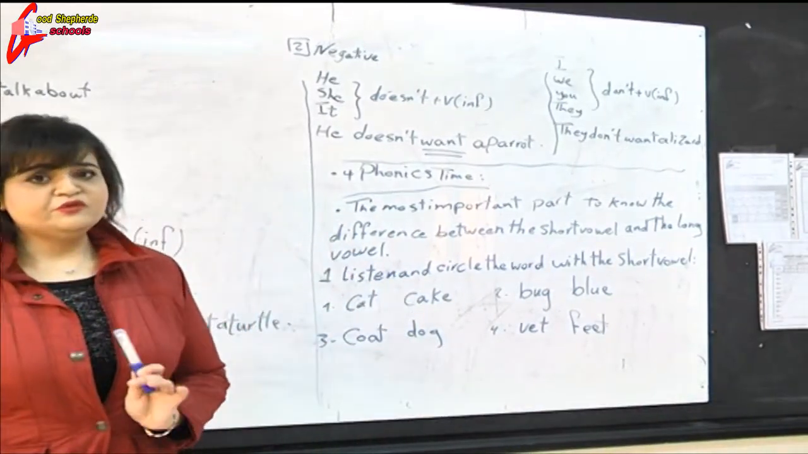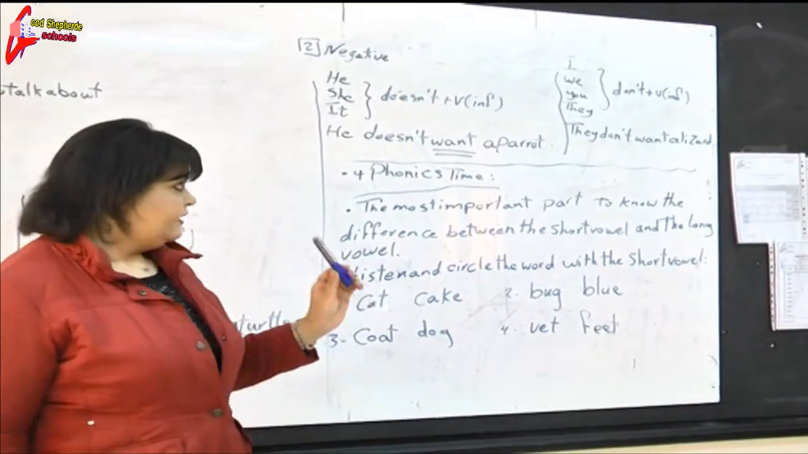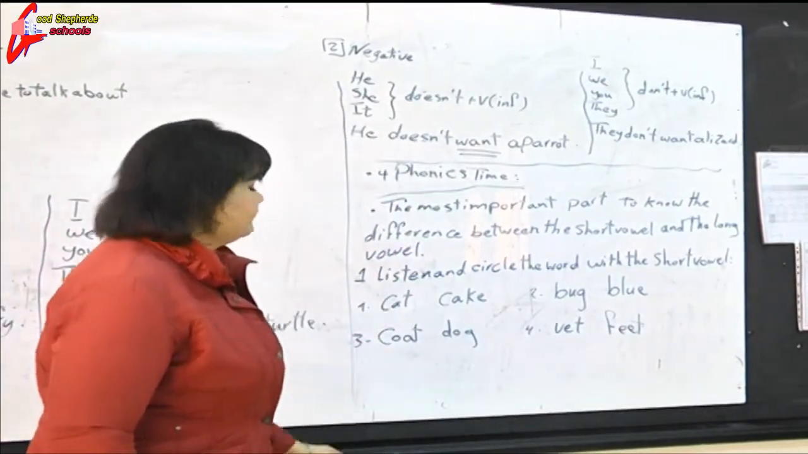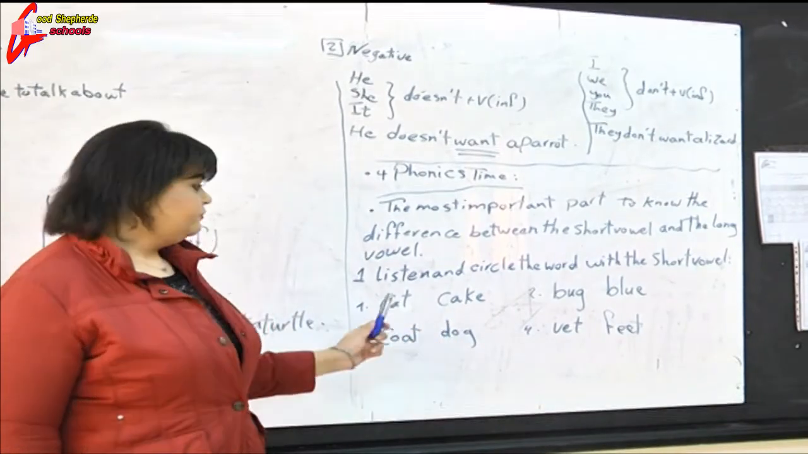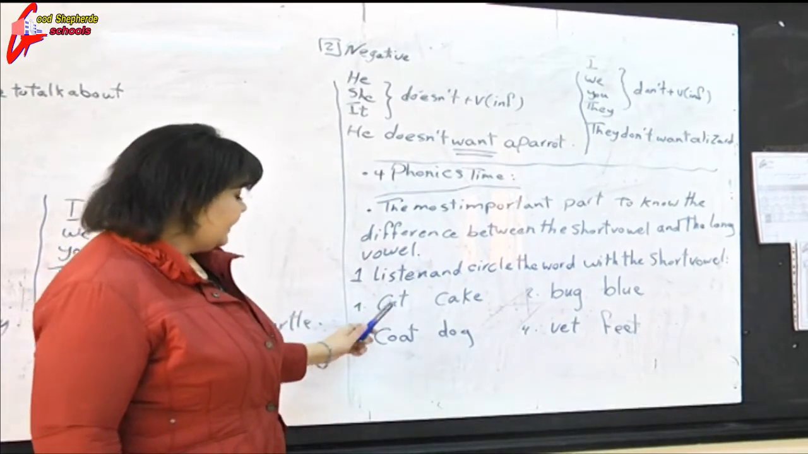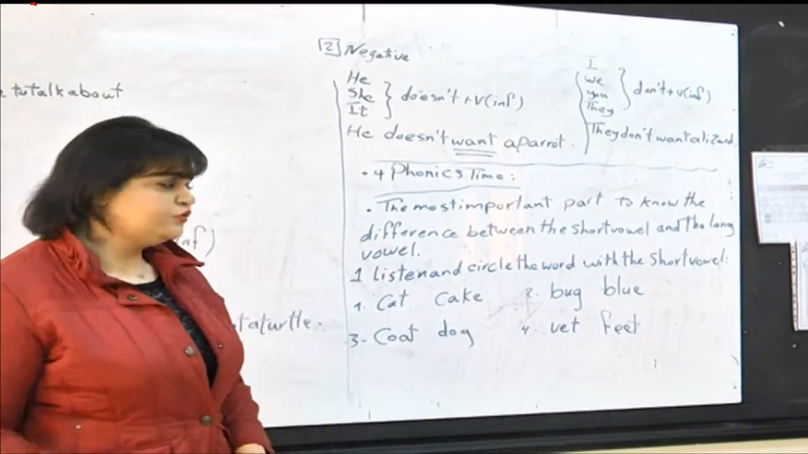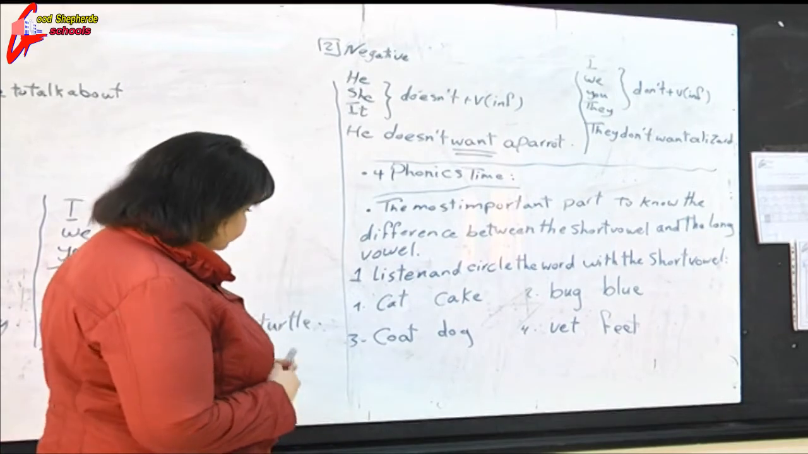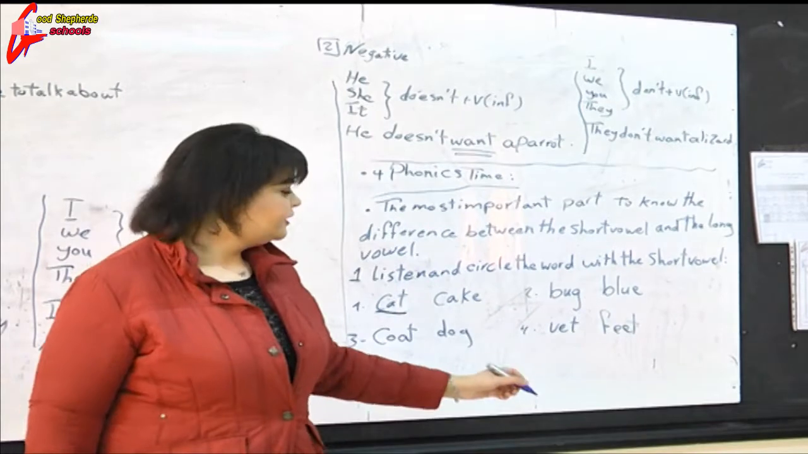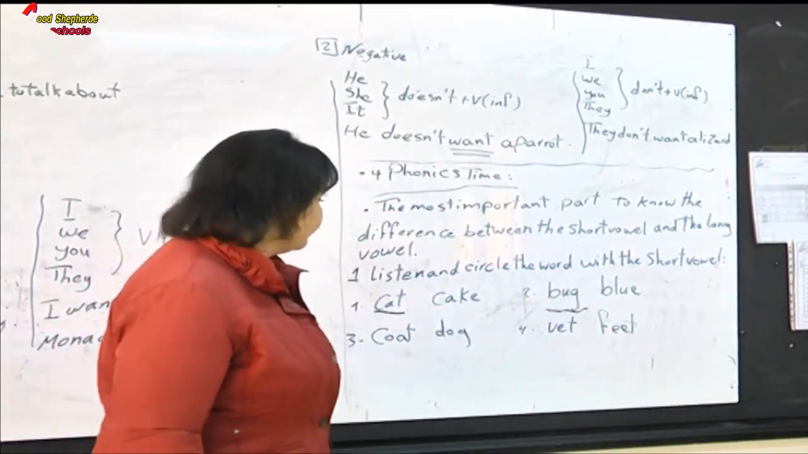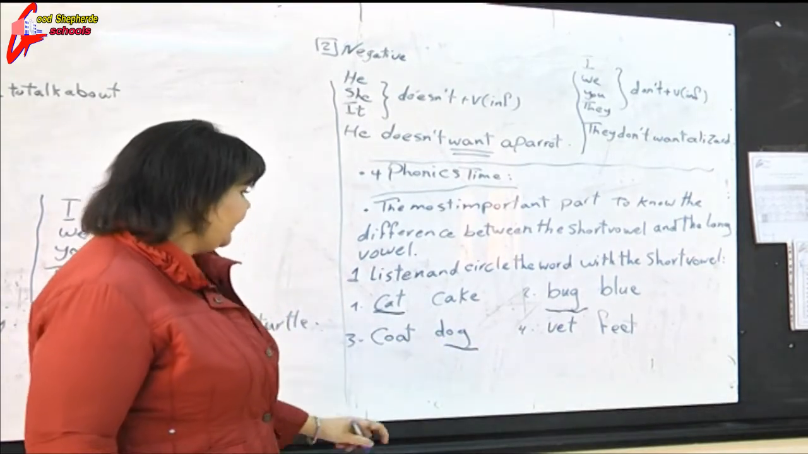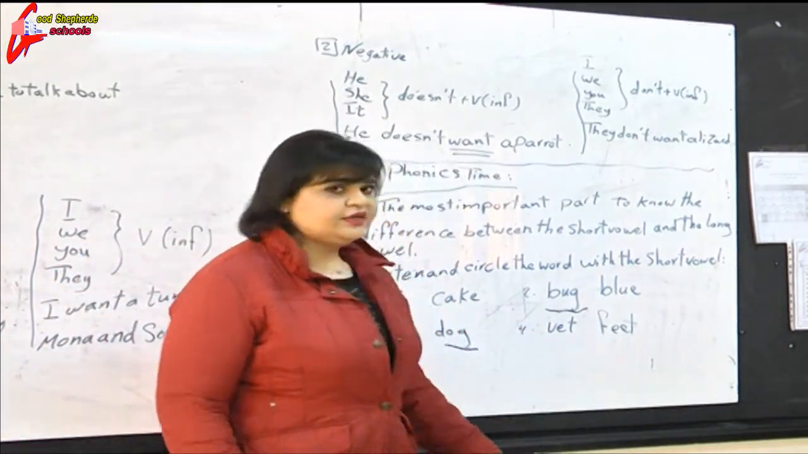Phonics time. The most important thing to know in phonics time is the difference between the short and the long vowel, because the first question in the exam will be, "Listen and circle the word with the short vowel." Kate, cat, cake. Which one is the short one? Of course, cat. And here, bug, blue. Which one is the short one? Of course, bug. Coat, dog. Which one is the short one? Of course, dog. And vet, feet. Which one is the short one?